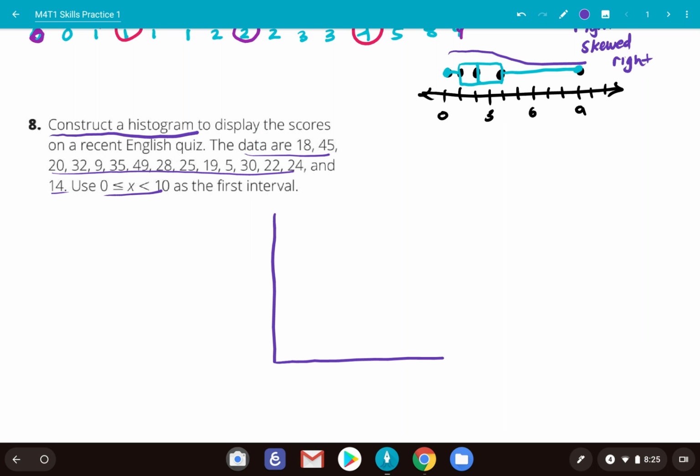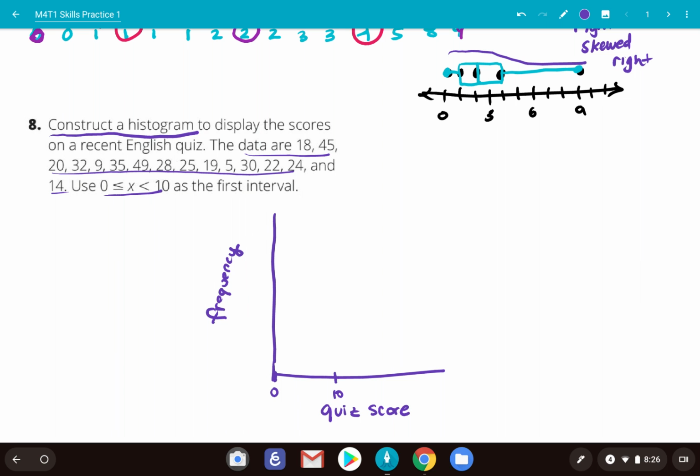So we're going to do the number of quizzes. Whoops, actually, I'm sorry, I did the wrong thing. We're actually on this axis going to have the quiz score, and on the vertical axis it will be the frequency, which is just basically how many quizzes were in that interval. So our first interval goes from 0 up to but not including 10.